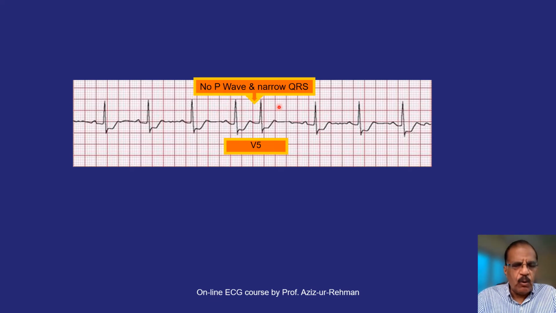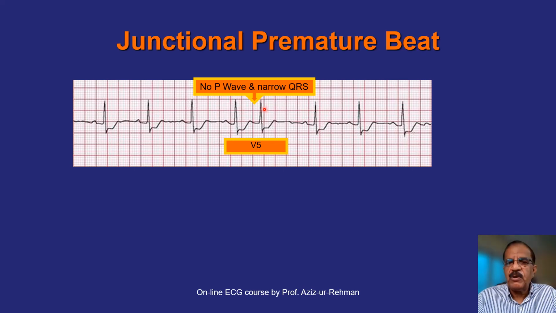No P waves, narrow QRS complex. Another possibility is junctional premature beat. So the ectopic focus was in the AV node. The AV node is called the junction. So it is a junctional premature beat.